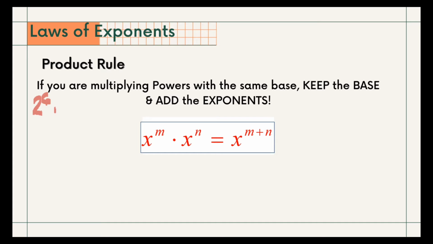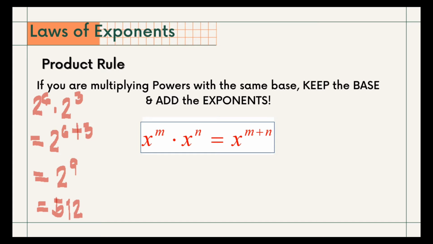So example, you have 2 raised to 6 times 2 raised to 3. Ang gagawin nyo lang, since you are multiplying same base, copy nyo lang yung 2, and then you just add the exponents. So you have 6 plus 3, so 6 plus 3 is equal to 9. And then 2 raised to 9 is equal to 512. So 2 raised to 6 times 2 raised to 3 is equal to 512.